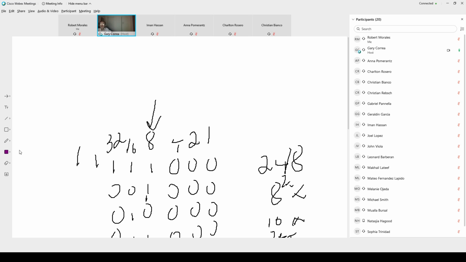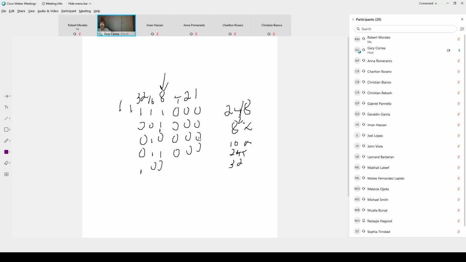More 1s, fewer 0s. More subnets, fewer hosts. And that's the 248.